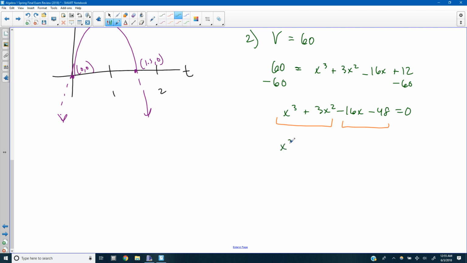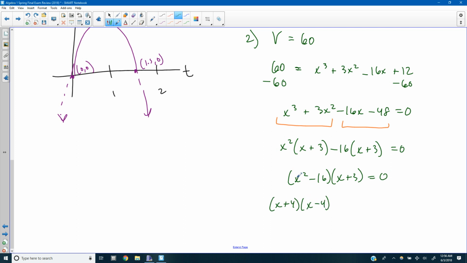You can factor an x squared out of here, and we're going to get x plus 3. And then you can factor a negative 16 out of here, and you can get x plus 3 again. Okay? Factor the x plus 3's out of both terms, you'll get x squared minus 16. Okay? And this is a difference of two squares that factors to x plus 4 times x minus 4.